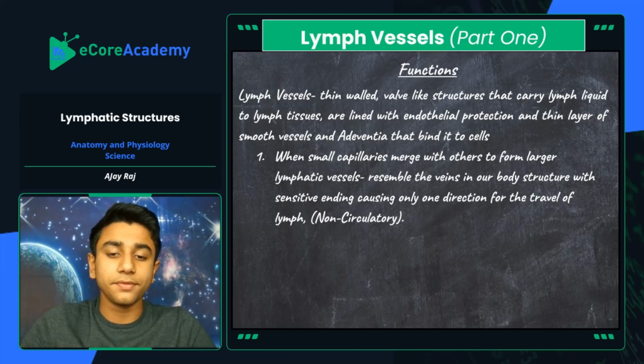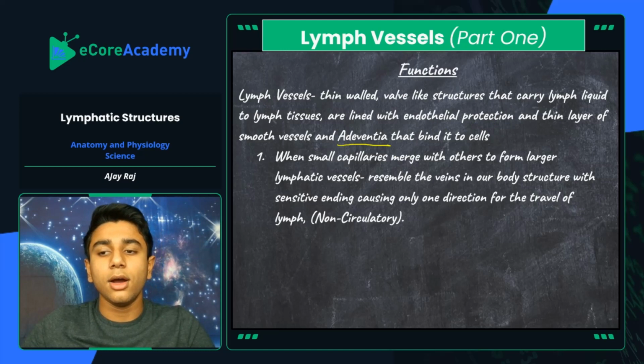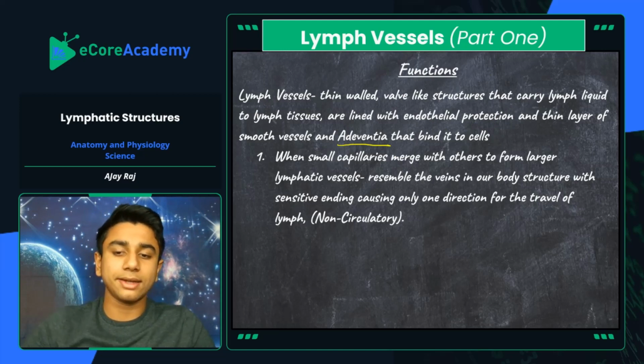And they have a thin layer of smooth vessels and adventitia. You can call it adventitia or adventitia. That's the Greek form right here. But it's called adventitia, that binds it to cells. And adventitia is basically also known as an enzyme, but it's also a liquid that almost acts like glue.